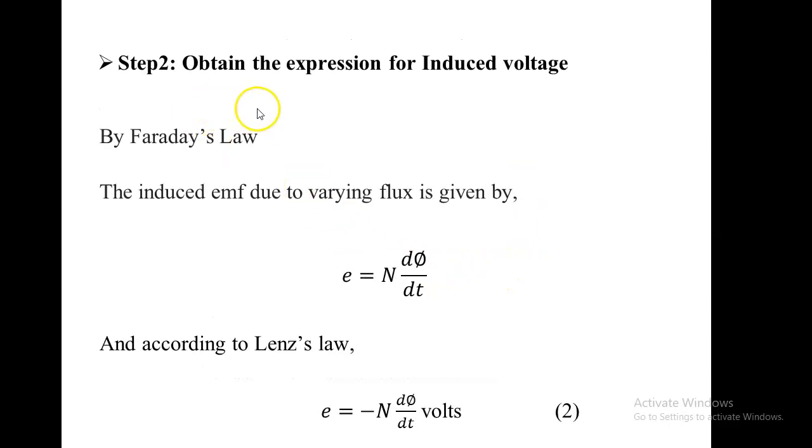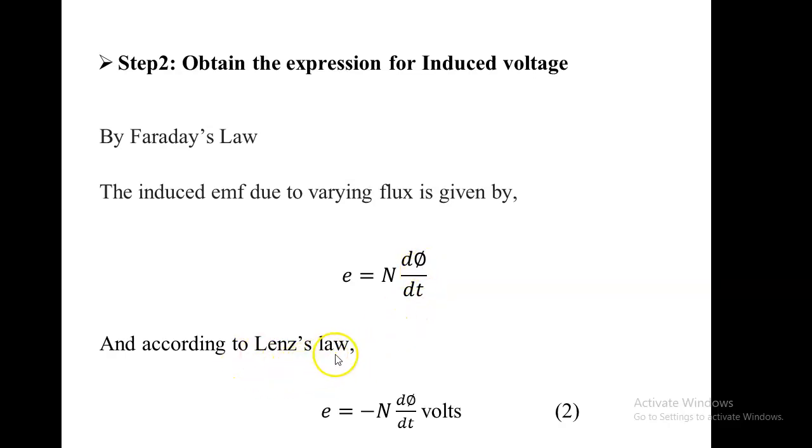Now in the second step we have to obtain the expression for induced voltage. According to Faraday's law of electromagnetic induction and Lenz's law, we have to write the expression for induced EMF across the primary winding as well as across the secondary winding. There is self-induced EMF and mutually induced EMF across the primary and secondary windings that we have to mention here. So induced EMF due to varying flux is given by E = N d phi by dt, where N is the number of turns of winding and d phi by dt is the rate of change of flux with respect to time.